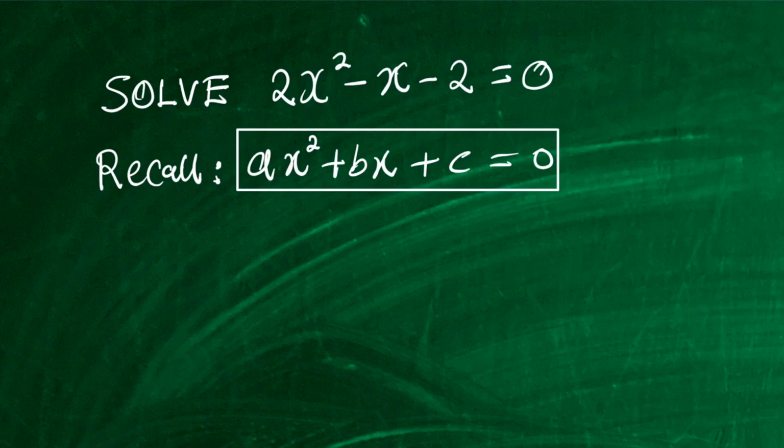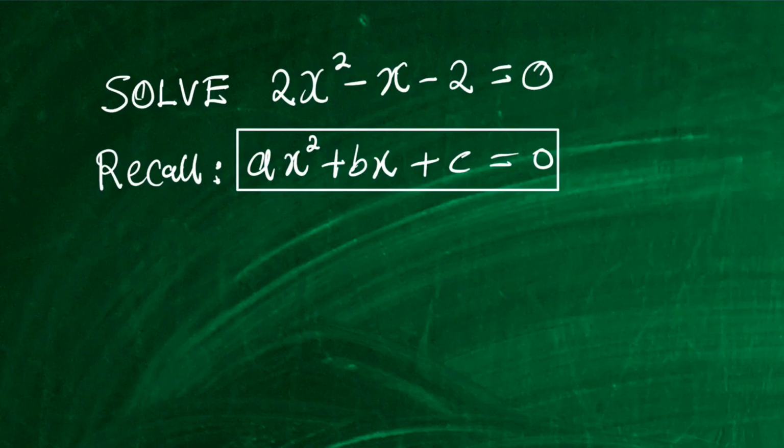Today we are solving the quadratic equation 2x squared minus x minus 2 equal to 0. So remember that the standard form of a quadratic equation is ax squared plus bx plus c is equal to 0. So let us go ahead and identify.